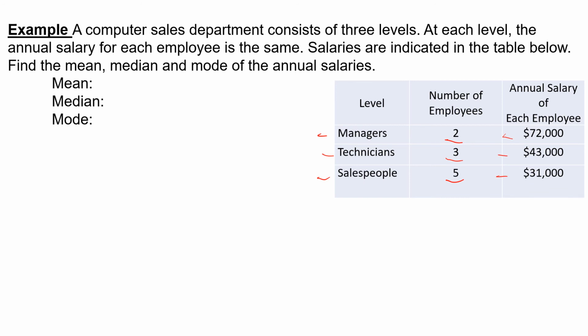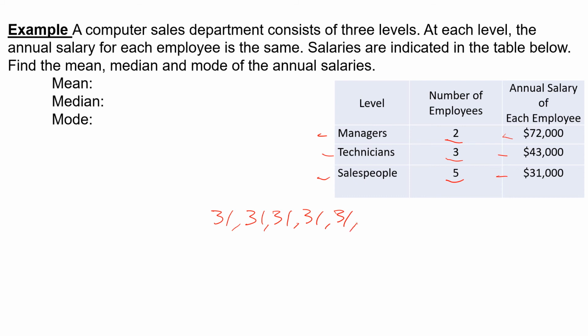Now, when we are calculating this, we have to realize that there are 5 people, so there are going to be 5 people making $31,000 a year. Instead of writing the 0, 0, 0, I'm just going to leave it as 31. So it's actually going to be 31, 31, 31, 31, 31. So there are 5 people making $31,000 a year.